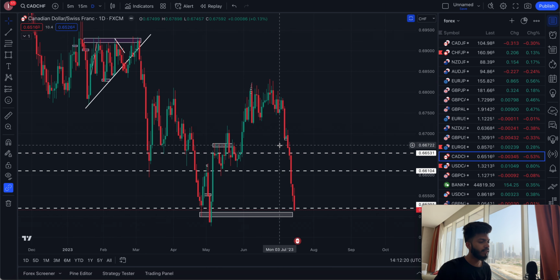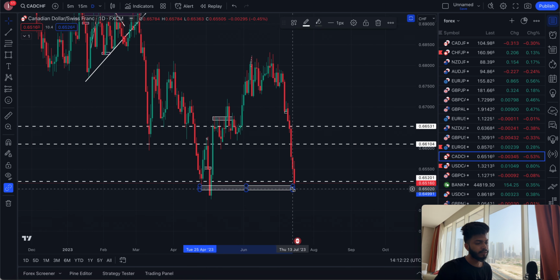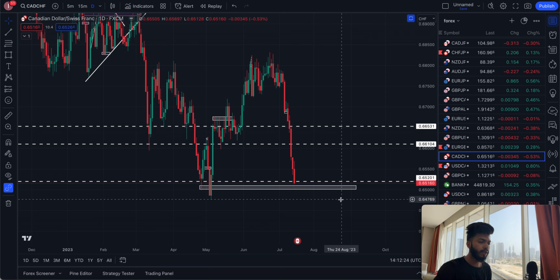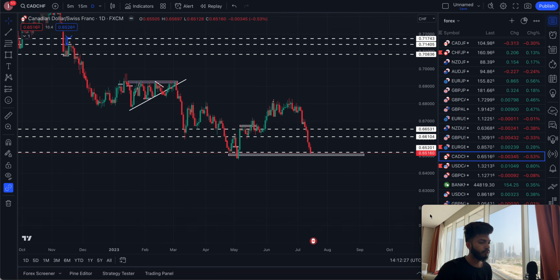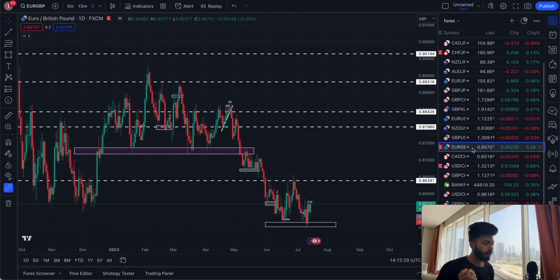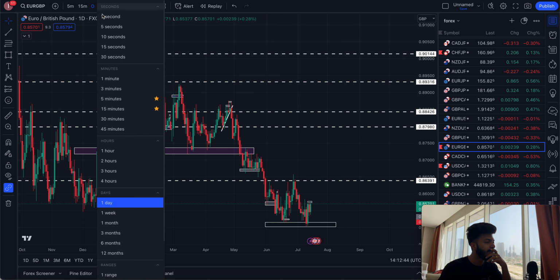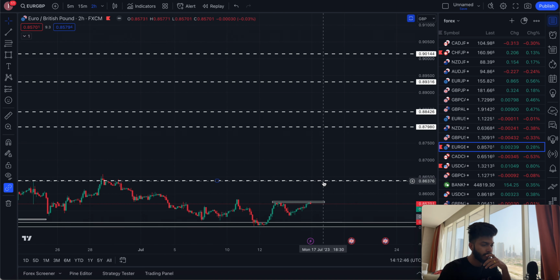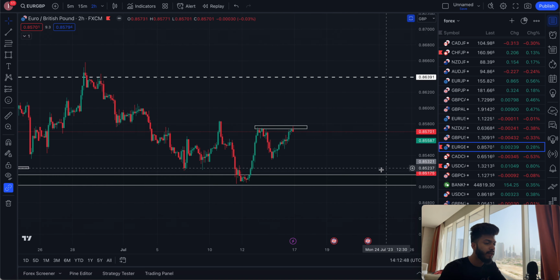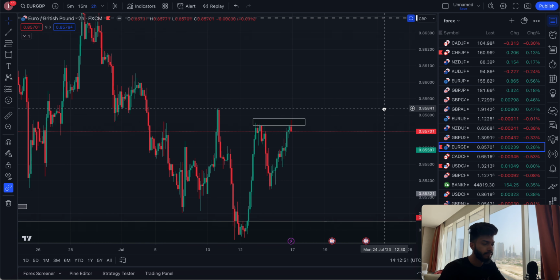We have CAD CHF. CAD CHF is also falling to its previous low area, so it's not of use right now. So we are going to go on to Euro GBP. Euro GBP is such a good pattern, right? What it is doing is confusing. How is it confusing? On the daily time frame, it is forming a double bottom, and on the 2 hourly time frame, it is forming a double top pattern, right?